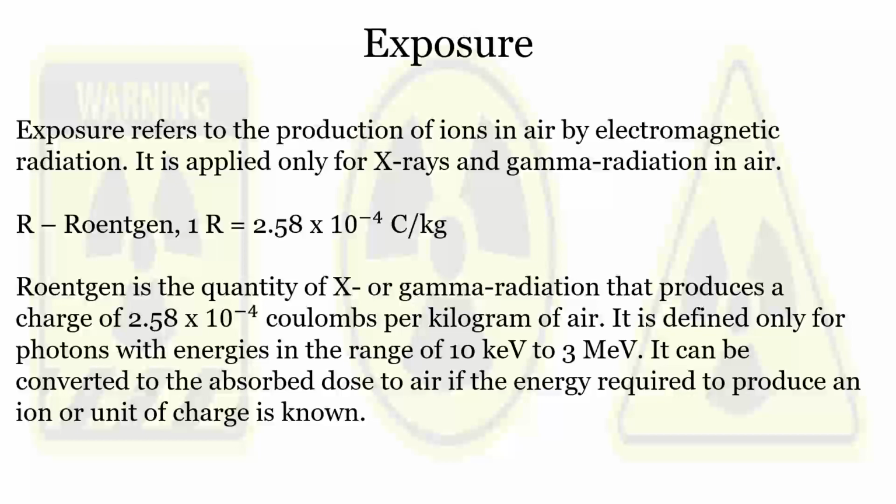Roentgen is the quantity of X or gamma radiation that produces a charge of 2.58 times 10 to the power of -4 coulombs per kilogram of air. It is defined only for photons with energies in the range of 10 keV to 3 MeV. It can be converted to the absorbed dose to air if the energy required to produce an ion or unit of charge is known.